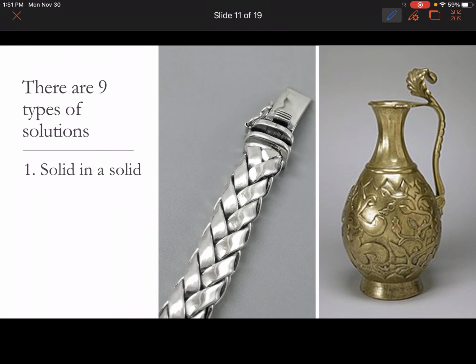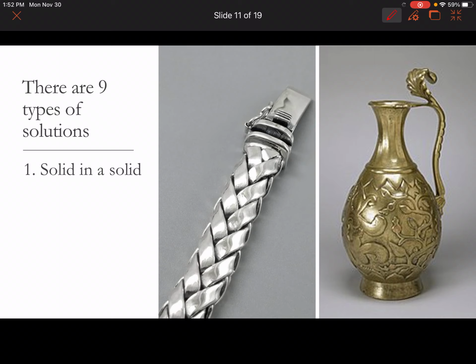Okay, now there are 9 types of solutions. So we went through the 6 properties, and now we're going to have 9 types of solutions. Not lots of numbers today. So the first type of solution we have is a solid dissolved in a solid. Now this feels very counterintuitive. How can that happen? That's not a thing, right? But it is a thing. So you can have a solid dissolved in a solid. Often you need another medium in order for it to happen, but it does work.